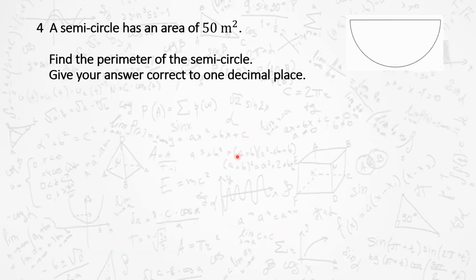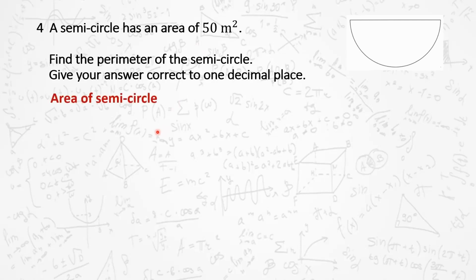Question 4. A semicircle has an area of 50 meters squared. Find the perimeter of the semicircle. Give your answer correct to 1 decimal place. In order to find the perimeter of the semicircle, we will need to know the diameter and also the circumference of the semicircle. Both of these require the radius. The question didn't give us the radius, but it's given us the area of the semicircle, so we can work backwards.